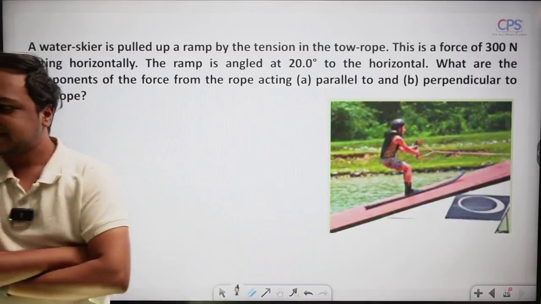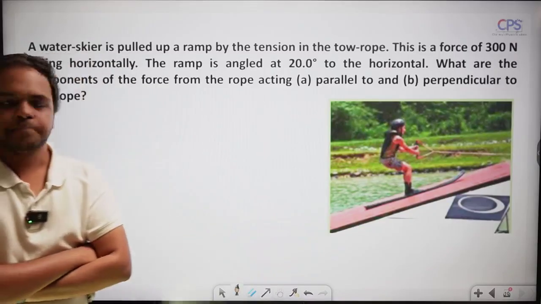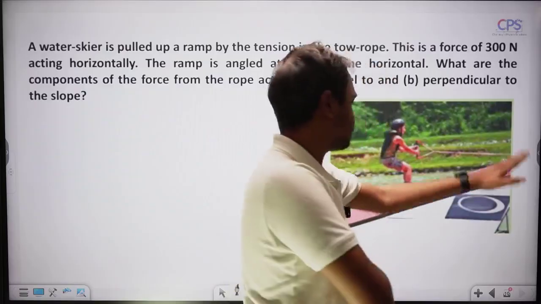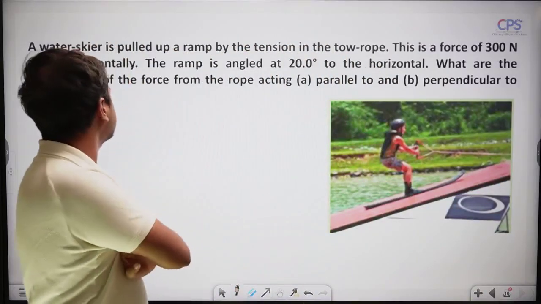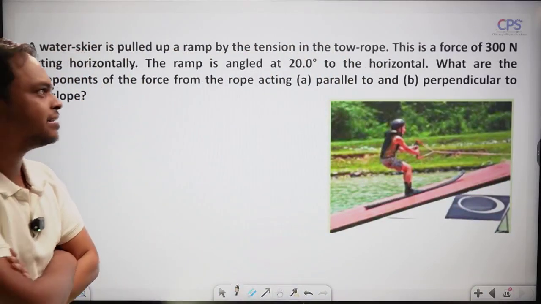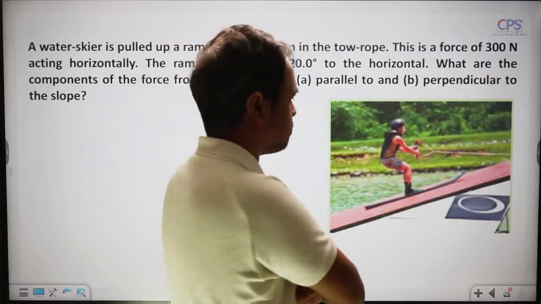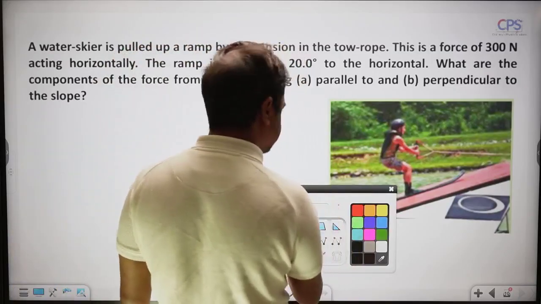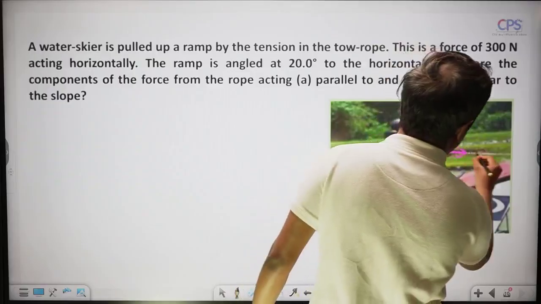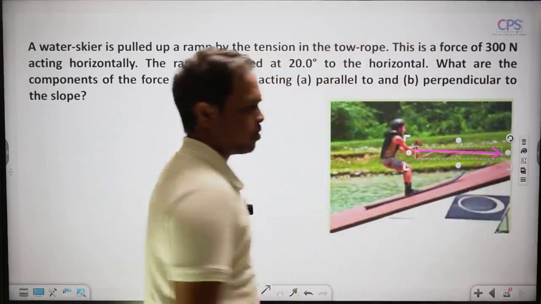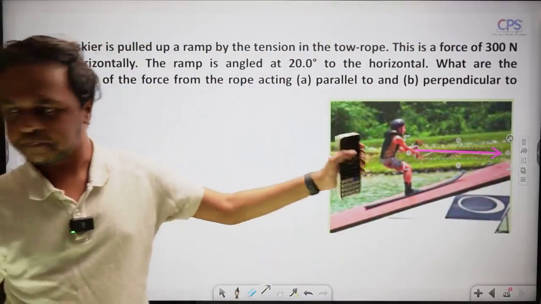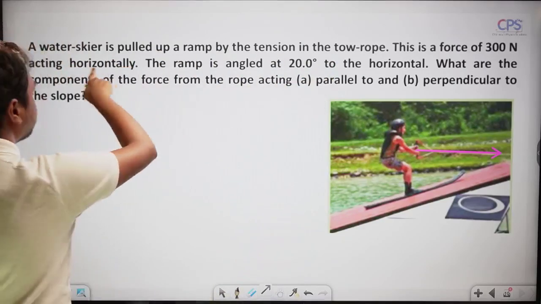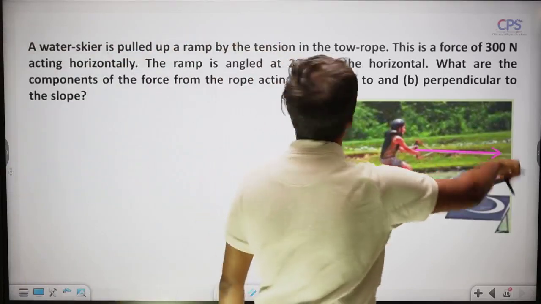A water skier is pulled up a ramp. Okay, this skier, water skier, sorry for my pronunciation. Water skier is pulled up a ramp by the tension of a tow rope. Okay, so we have to analyze this very carefully. There is a pull from the tow rope, it's pulling him. There is a force of 300 Newton acting horizontally. This is 300 Newton, okay?